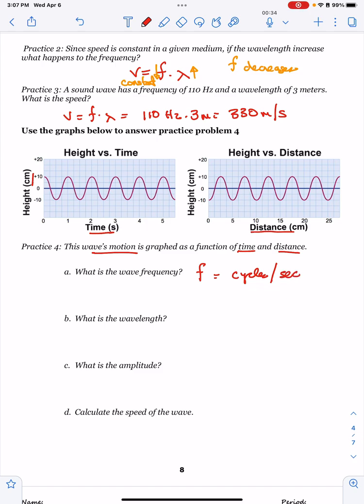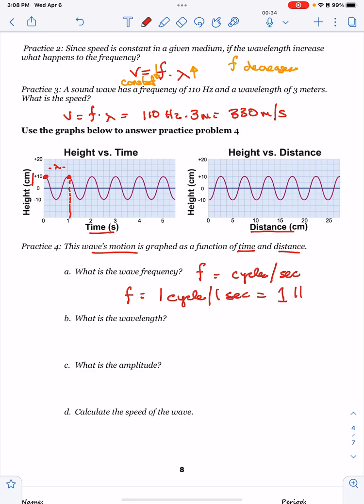Let's look at the time-height graph. How many cycles do we have? Start here. This is a crest, down, and back up to the crest. That's one cycle. That's one wavelength right there. So what's the wave frequency? There has been one cycle in 1 second, so the frequency is 1 hertz.